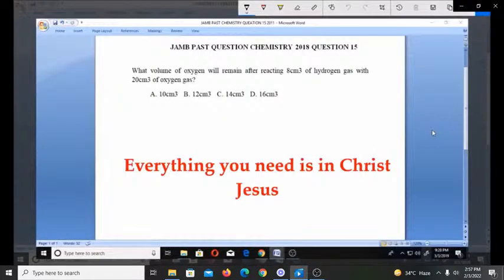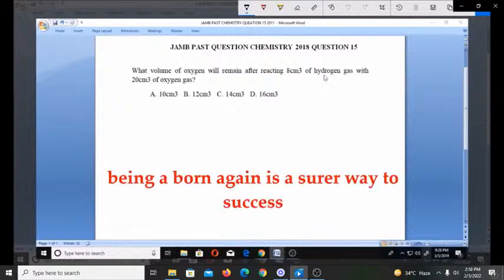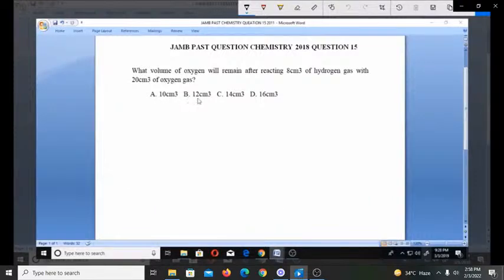Hello, welcome. Let's look at question number 15 for JAMB Past Question Chemistry 2018. What volume of oxygen will remain after reacting 8 cm³ of hydrogen gas with 20 cm³ of oxygen gas? Is it A, 10 cm³; B, 12 cm³; C, 14 cm³; D, 16 cm³? Please take note, the 3 is actually a superscript. All the 3's on the cm³ are superscripts.